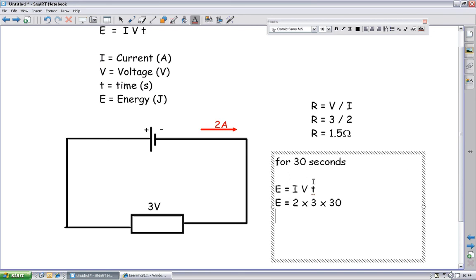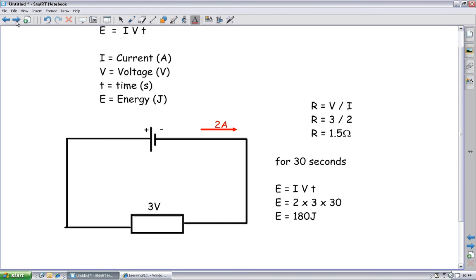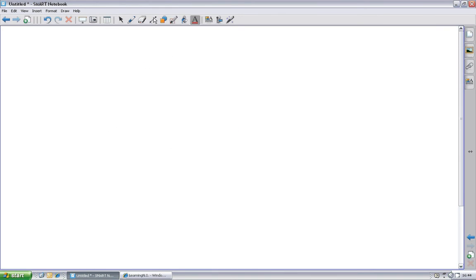Okay, so 2 times 3 times 30, that's 6 times 30, which is 180 joules. So in a time of 30 seconds, this resistor will use 180 joules. And it's as simple as that. We'll do one more, slightly more complicated example, but beyond that, it just basically is, here's the equation, crack on.